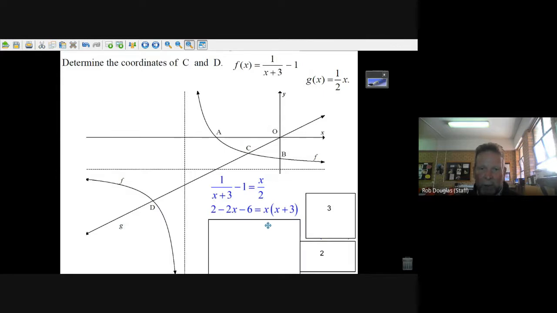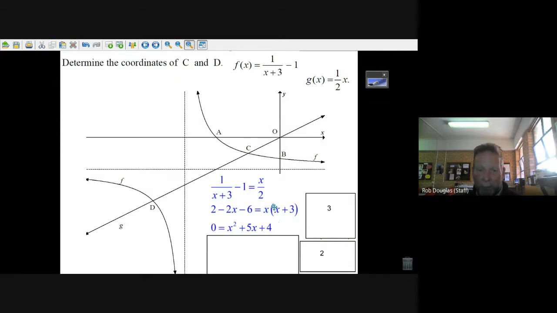Now, what I'm going to do is multiply both sides by 2 times x plus 3 in brackets. And this is what happens. If I multiply this first thing by 2 and by x plus 3, the x plus 3 cancels, and I just have 1 times 2. If I multiply negative 1 times 2 times x plus 3, you can try it, negative 2 times x plus 3, it's minus 2x minus 6. And if I multiply x over 2 by 2 times x plus 3, the 2's will cancel, and there'll just be an x plus 3 here.